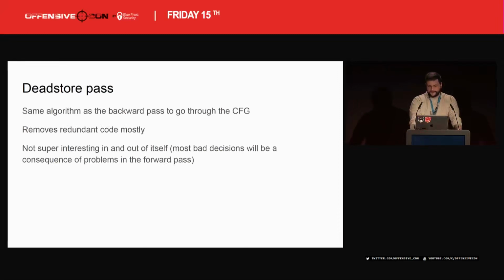And now the dead store pass, which is the last thing that runs in the JIT compiler, is the same algorithm as the backward pass. So you go over each block backward, over each instruction backward. And mostly it removes redundant code, like redundant type checks and that sort of stuff. At least in my experience, I don't find it super interesting in and of itself, because all the bad decisions that are taken in the dead store pass are basically consequences of bad decisions that you took in the forward pass. So if you want to look for bugs, while Chakra still has a bug bounty program, go look at the forward pass.